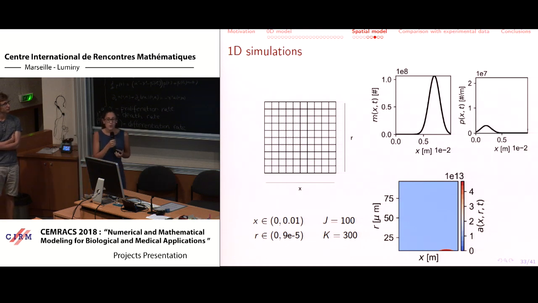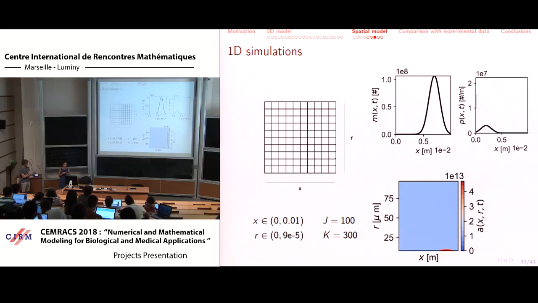So I will show you the 1D simulations. It's important to notice that when we are in one dimension, the mesenchymal cells and the preadipocytes are in one dimension, while for the adipocytes we have to consider also the radius dimension. In fact, we have to take into account that the adipocytes grow in time. So this is the grid for the adipocytes, while for the mesenchymal cells and the preadipocytes we consider the interval between 0 and 1 centimeter.